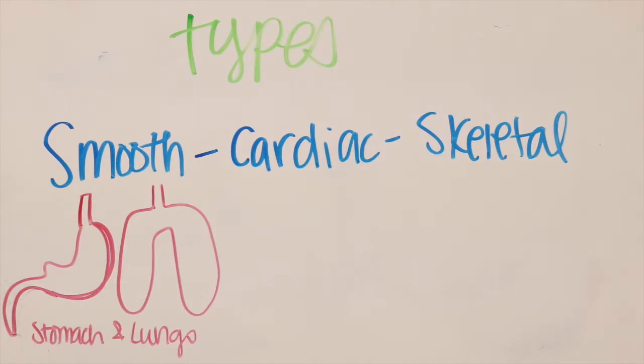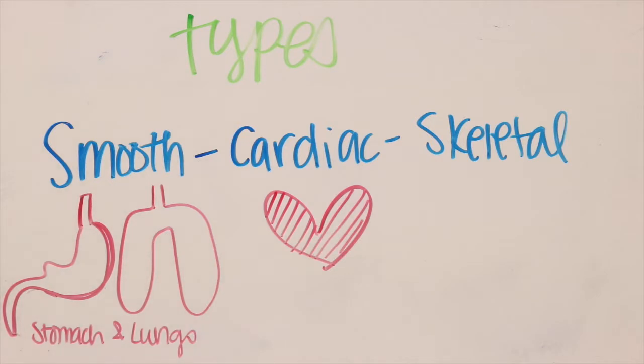food or air. Cardiac muscle is very special. This kind of muscle is specific to the heart. It also has a striped appearance, and it's its own type of muscle.